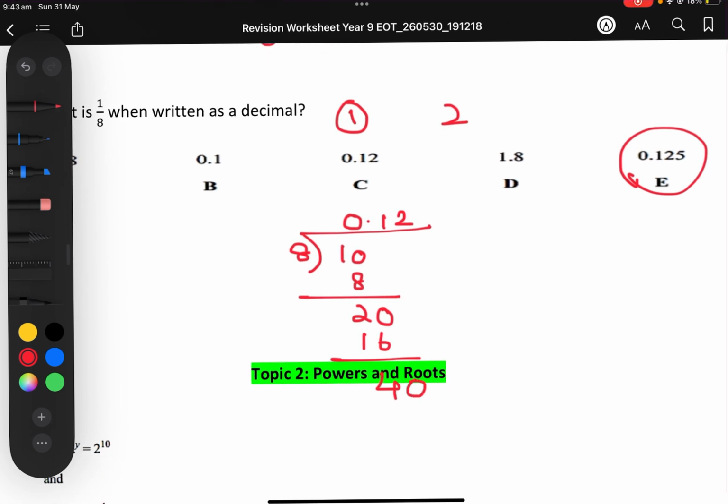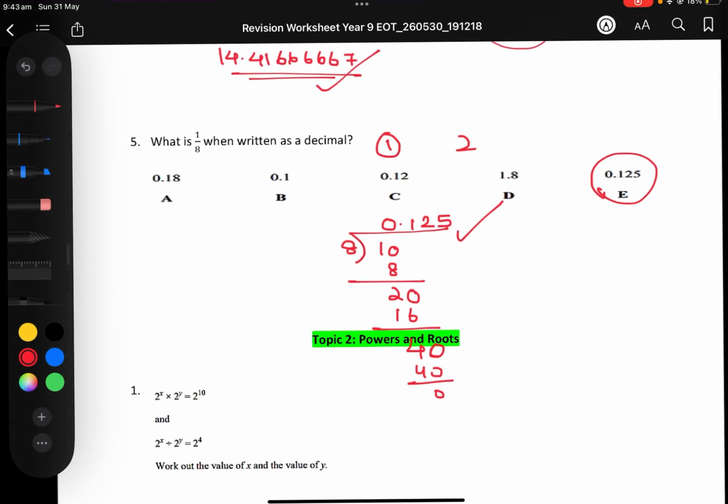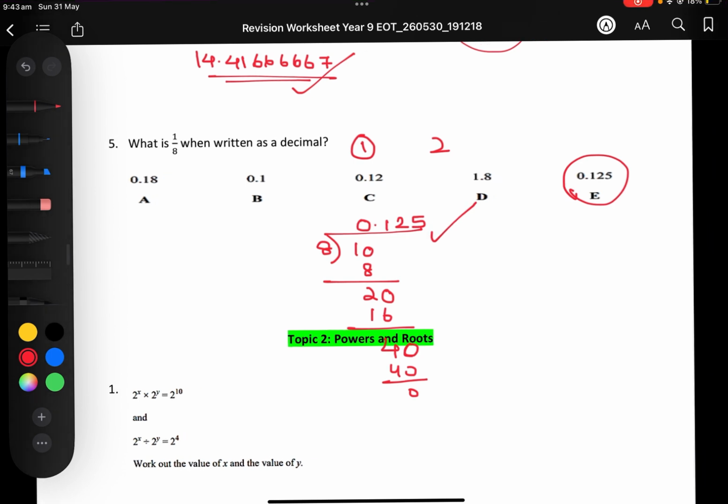Decimal is already there, take another 0. 8 5s are 40. So the answer is 0.125 is the answer that we have here.